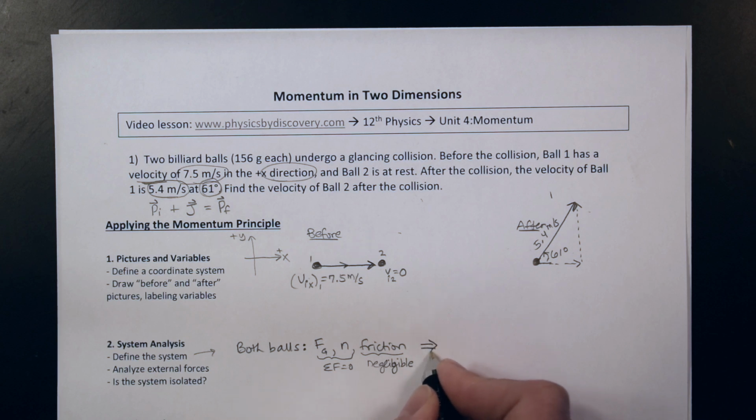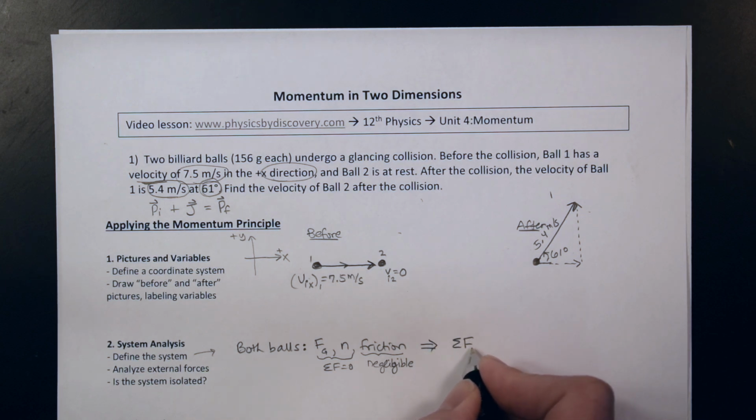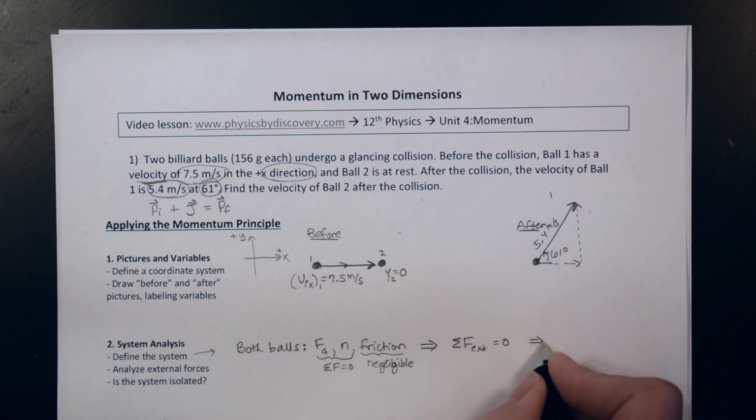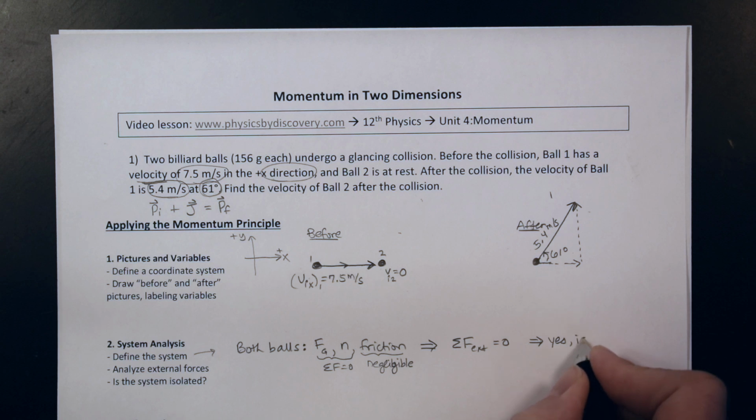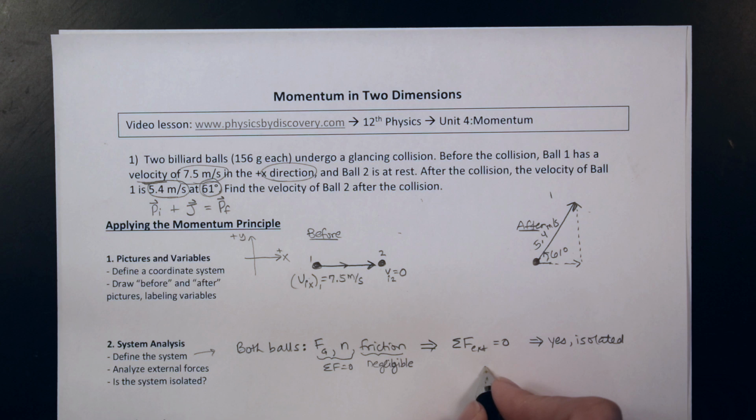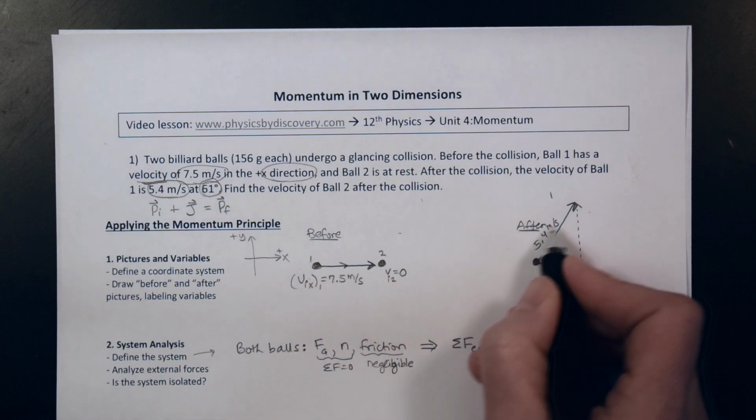So therefore, my sum of external forces is 0, and that is the definition of an isolated system. So yes, I have an isolated system. If the system is isolated, then no matter what's happening, the initial momentum plus the impulse equals the final momentum. If it's isolated, the impulse is 0, and the initial momentum vector has to equal the final momentum vector for the system. That helps me think about what's happening.